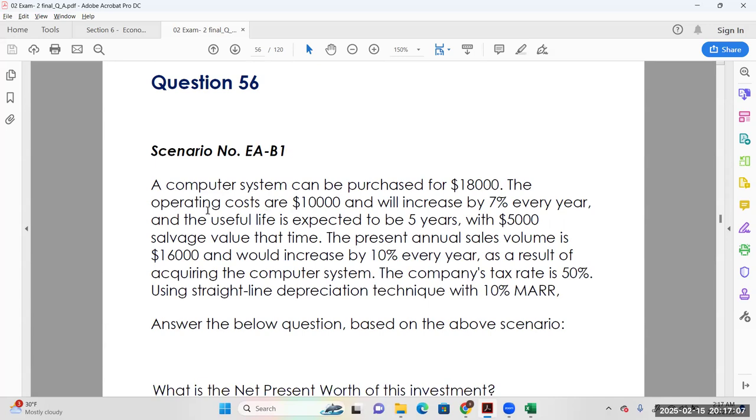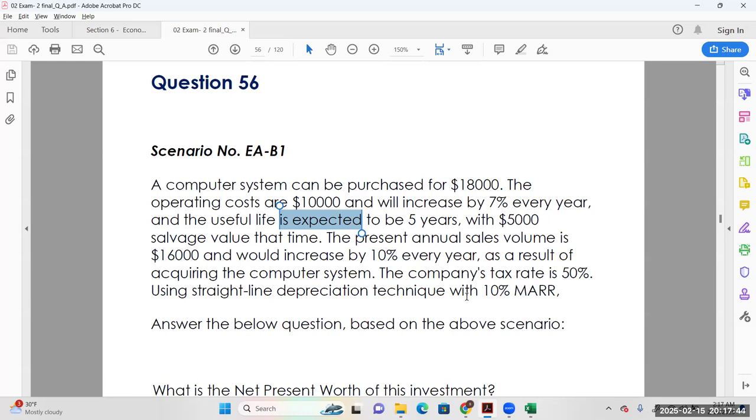A different question. A computer system can be purchased for 18,000. Operating costs are 10,000 and will increase by 7% every year. Useful life is expected to be 5 years with a 5,000 salvage value at that time. Present annual sales volume is 16,000 and would increase 10% every year. The company tax rate is 50%, using the straight line depreciation technique with the 10% mark.